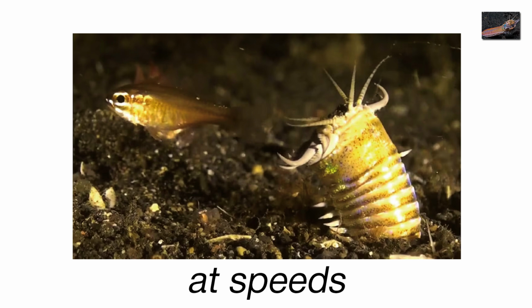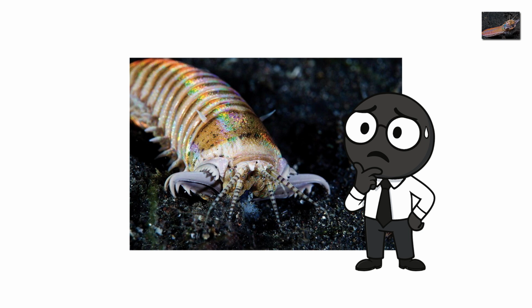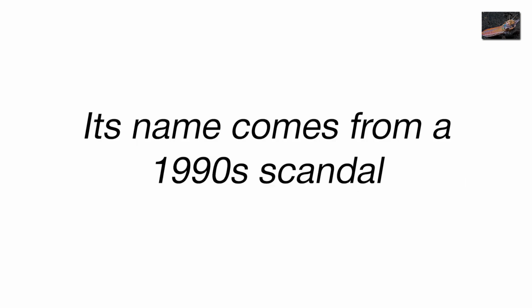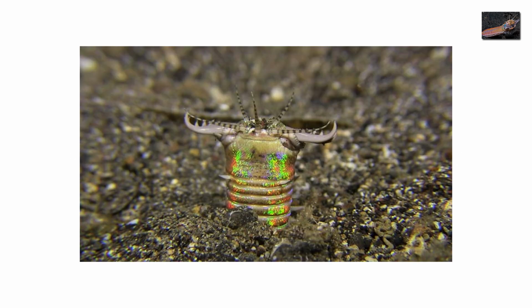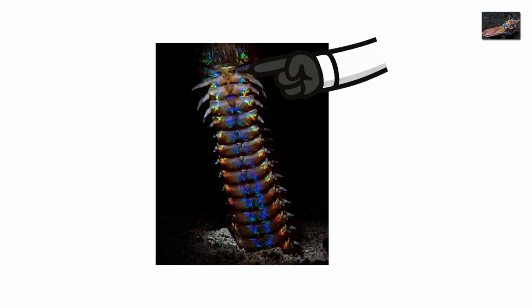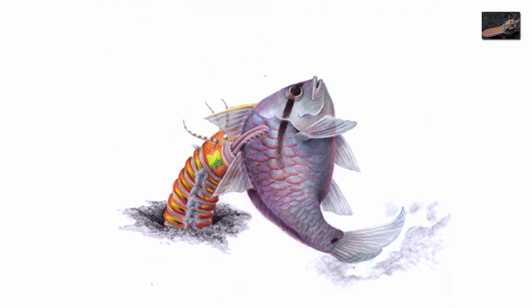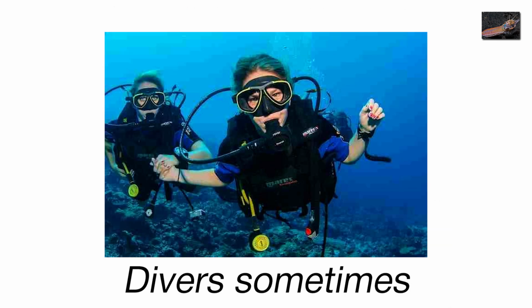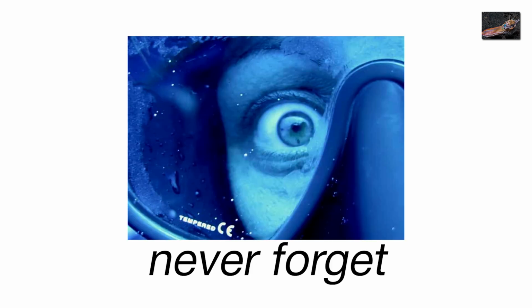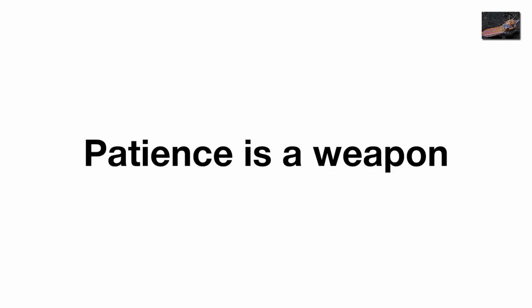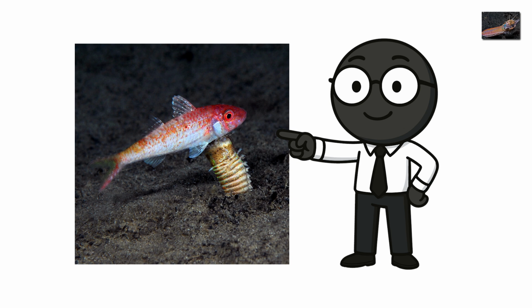Its jaws snap shut at speeds faster than a bullet, generating enough force to split coral. And unlike most worms, it doesn't inject venom. It just waits for you to bleed out. Its name comes from a 1990s scandal involving a knife and some revenge, which tells you everything about its personality. It glows with faint bioluminescence, luring fish close before turning the ocean floor into a crime scene. Divers sometimes stumble upon them while night diving, and those who do never forget. In the abyss, patience is a weapon. The bobbit worm mastered it millions of years ago.